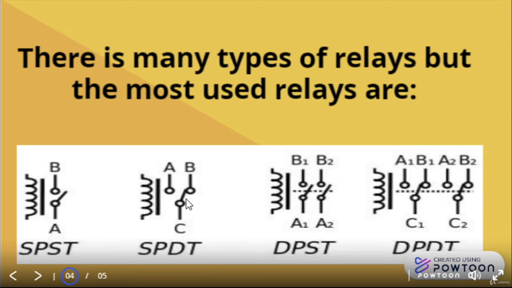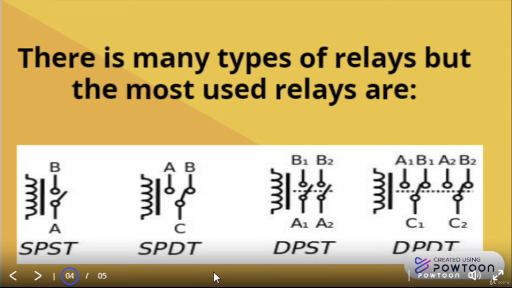Okay, the other type is the SPDT type. This stands for single pole, double throw, which means that the switch of this relay has two situations. The first situation is that C will be connected to the P. The second situation happens when the current flows into the coil: the C pin will be connected to the A pin.